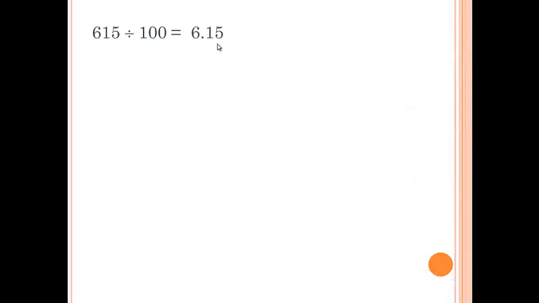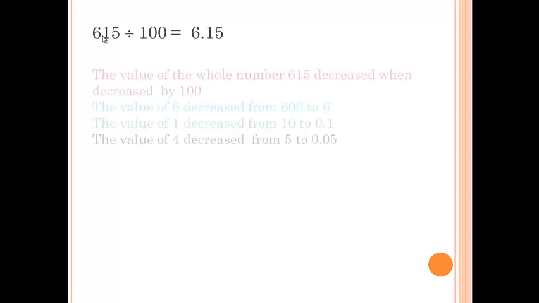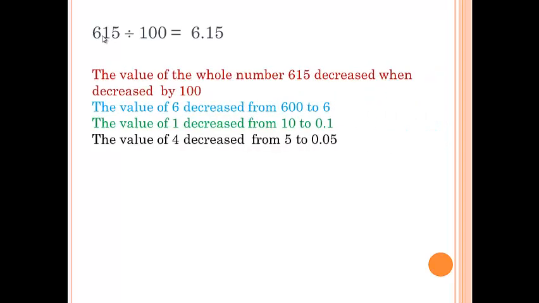615 divided by 100, so how many zeros here? 2 zeros. We will move back 2 places, so my point will sit here between 6 and 1. As you see here, the whole value of the number is decreased. Why decreased? Because we are here dividing, and the value of each digit also decreased. The value of 6, previous 6 is here 600. Now your answer is only 6.